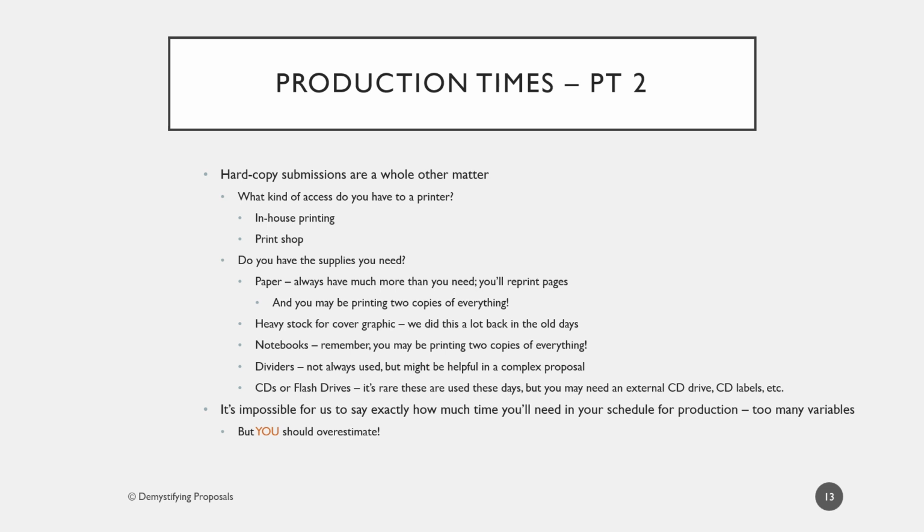Then you're going to need notebooks and binders. Remember, you may be printing 2 copies of everything. And also remember that you need to understand the sizes of the notebooks that you may need. So you may not need a very thick notebook for your management volume, for example, but you may need a super thick binder for your cost volume if it is a very complicated cost volume. So think about all of those things when you're thinking about your production times and your proposal schedule.